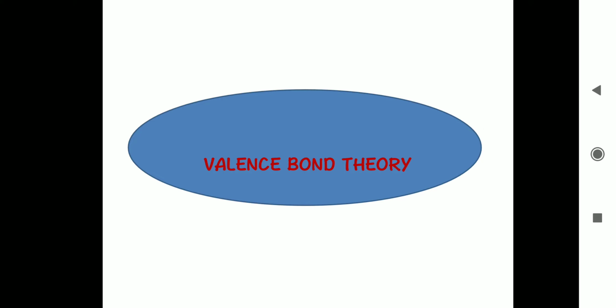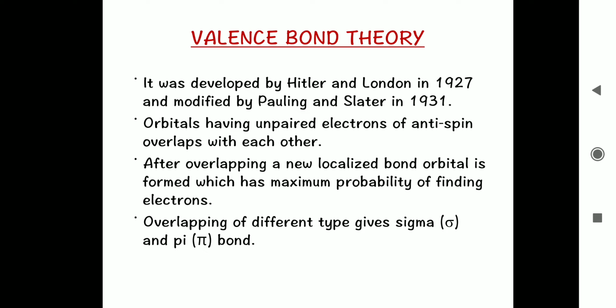So let's get started. The Valence Bond theory was developed by Heitler and London in 1927 and was modified by Pauling and Slater in 1931. The orbitals having unpaired electrons of anti-spin overlap with each other. So, this is what the Valence Bond theory said. I will be discussing this particular point in the coming slide. So, till then, we will learn the other points.